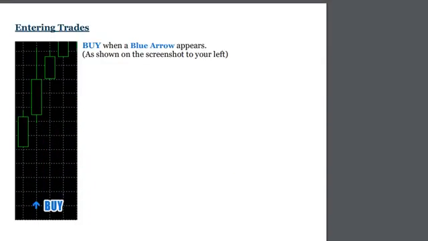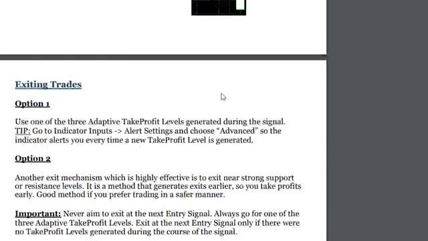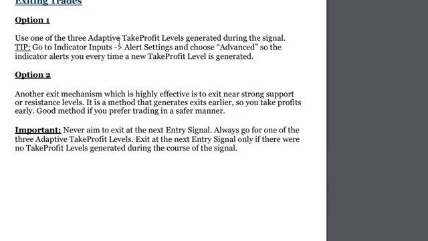Entering trades, buy when a blue arrow appears, which you can see right here. It's way down here. The word buy does not appear in the chart. Sell when a yellow arrow appears. And again, the word sell does not appear in the chart. Exiting trades, you can use one of the take profit targets, and you'll see that. And I actually went in and just changed this to advanced for the alert settings.